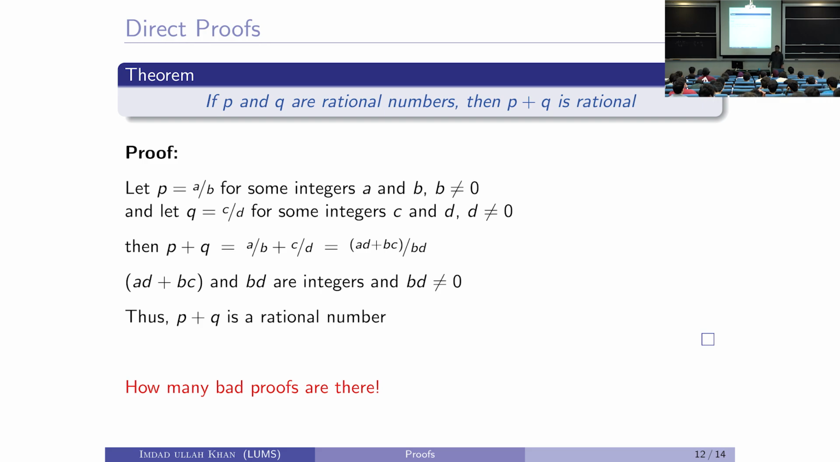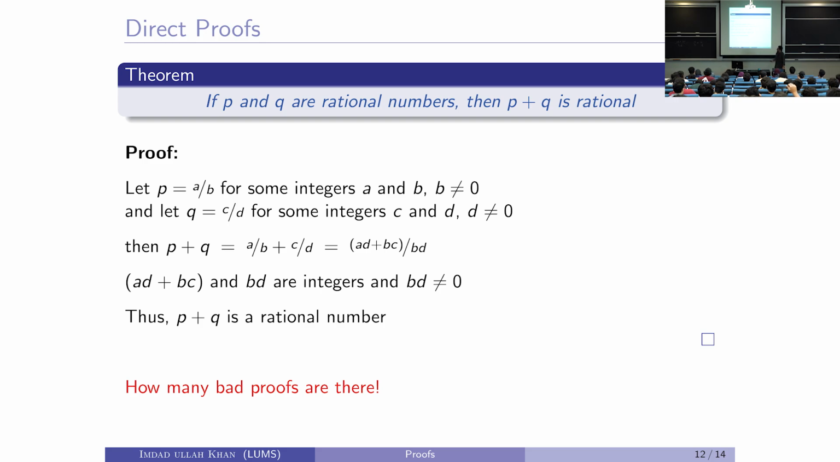That means it can be written as A divided by B, where A is an integer and B is a non-zero integer. Let Q be a rational number, where it can be written as C divided by D, where C is an integer and D is a non-zero integer. They could be the same. Some of them could be the same. We don't know.